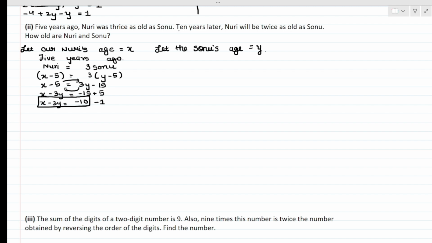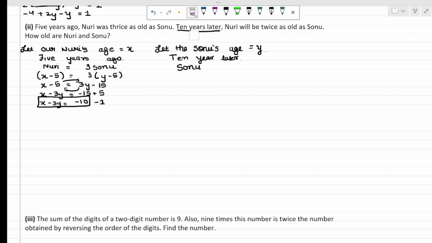Now we are talking about 10 years later. That means we are going to add 10 to the age of Noori as well as to the age of Sonu. What does the equation say? Noori will be twice as old as Sonu, so here the wording compares Noori as twice as old as Sonu.